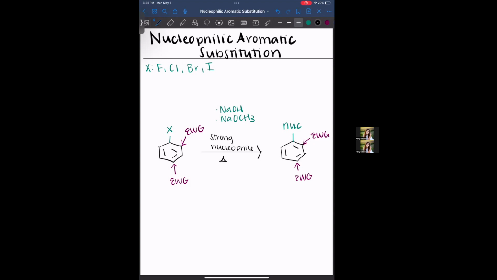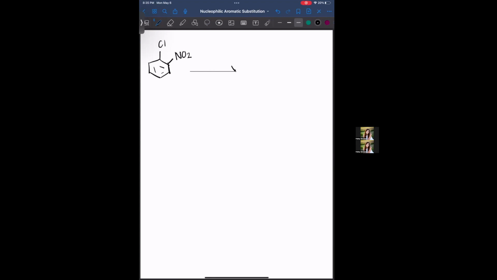So now that we understand what this reaction is all about, let's go into the mechanism. We're going to start with our aromatic compound and our halogen. In this case, we can use chlorine, but again, you can use any of these halogens. And then we're going to use our electron withdrawing group at our ortho or our para position. In this case, we'll do NO2 at the ortho. Now we're going to react it with our strong nucleophile. In this case, we'll just use negative OH as an example, with a little bit of heat.